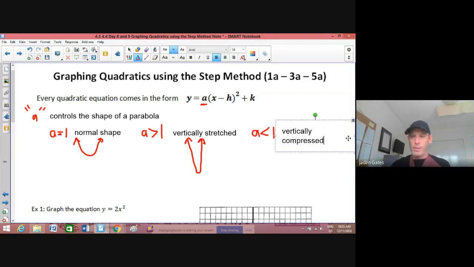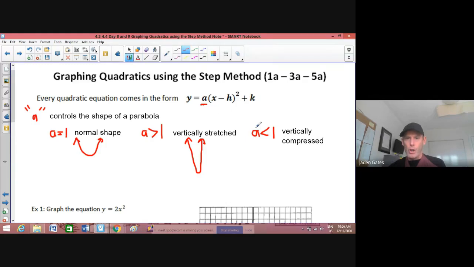Oops, compressed. And essentially what it looks like is that your parabola from the top and the bottom vertically has been pushed, compressed, smushed. And so it looks like this a little bit. That's a bit of an exaggeration, but you get the idea. Now that's the first thing A controls, because it controls 2 things.